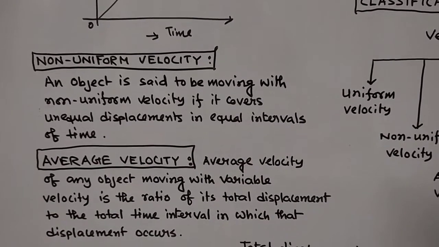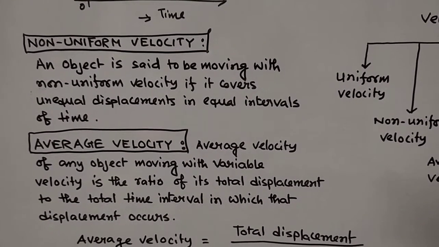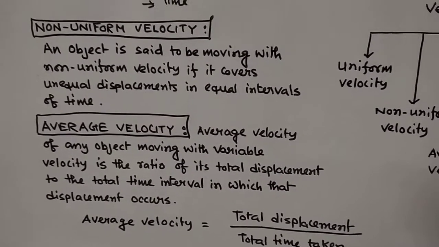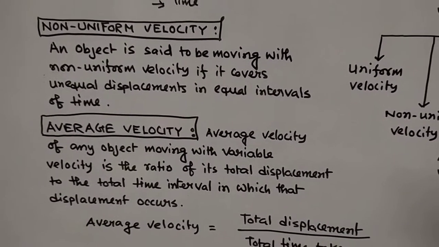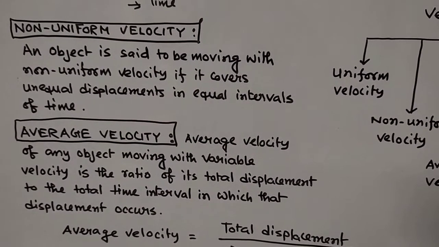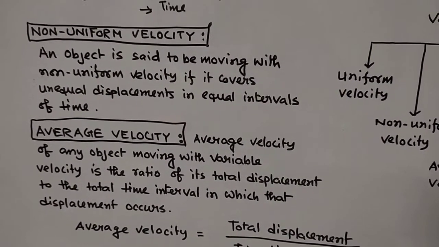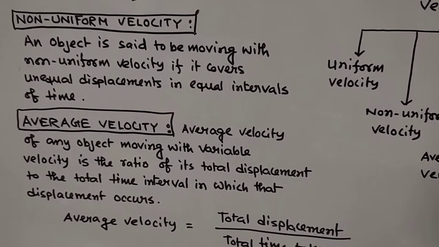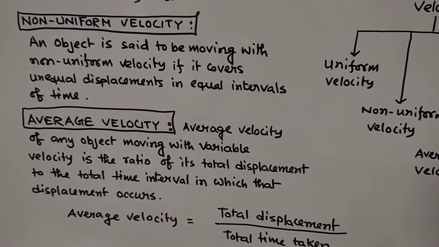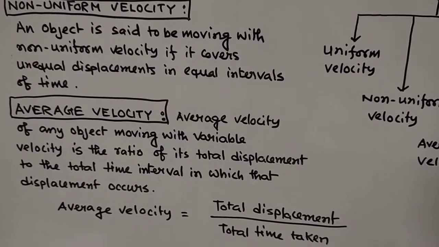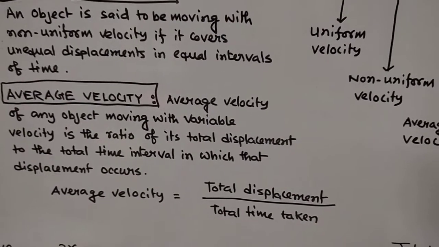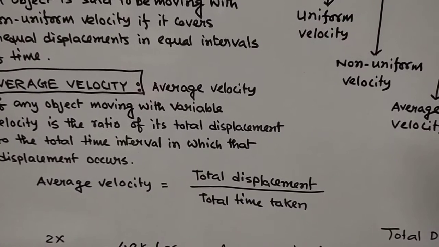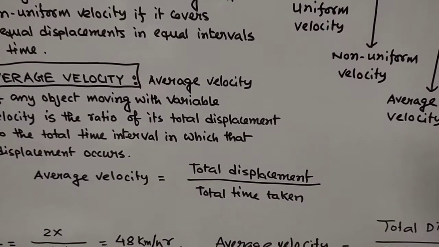Now regarding average velocity of any object moving with variable velocity. Basically, average comes up when we consider non-uniform velocity. The average velocity of any object moving with variable velocity is the ratio of its total displacement to the total time interval in which that displacement occurs. It is the same formula as in average speed. So average velocity is equal to total displacement by total time taken.